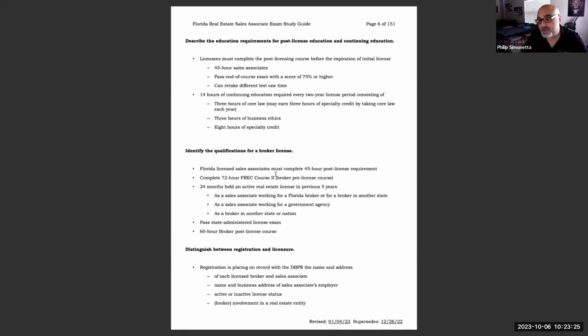Or actually international too. It doesn't have to be in the States. It just has to be 24 months as a licensed broker, right? Or a sales associate. You could be working for a government agency as a real estate associate, or as a broker in another state or nation, as long as it's licensed. You must pass the state administered license exam.